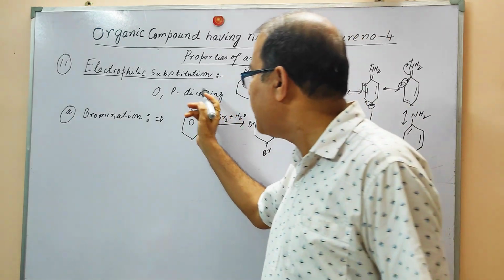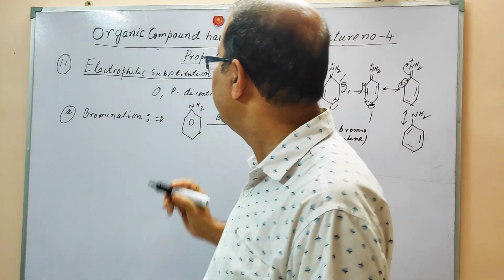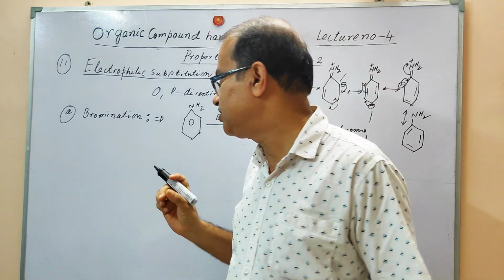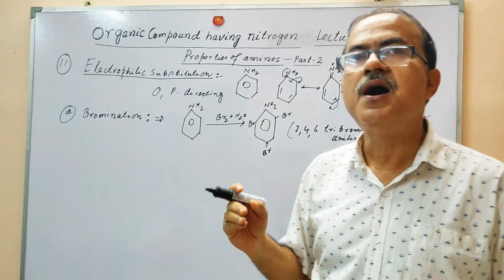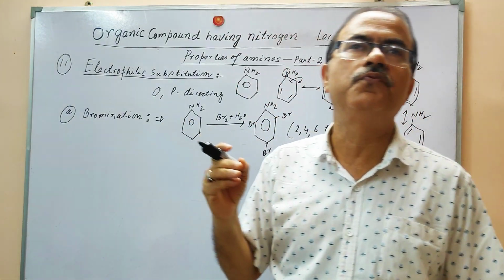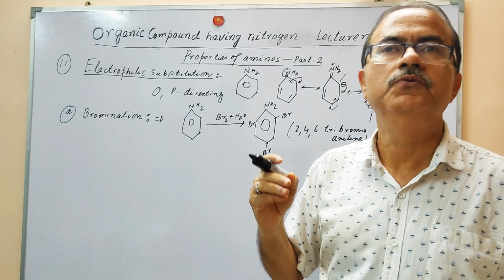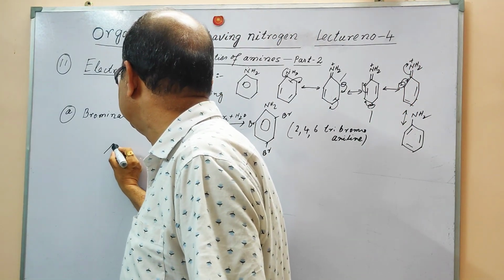And for that we have to protect this amino group. For that we have to undergo the acetylation process first, and then we have to do the bromination. After that, hydrolysis will produce para-bromoaniline. So what is the reaction? Let us see.